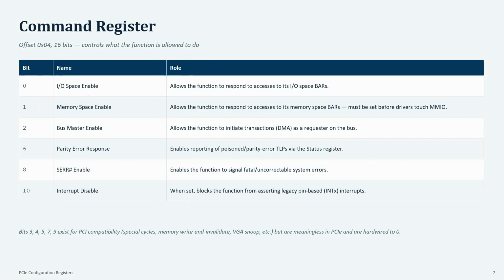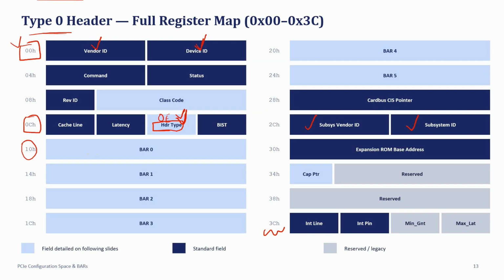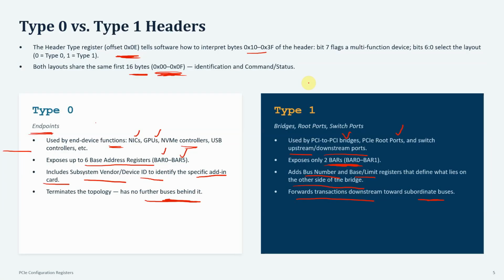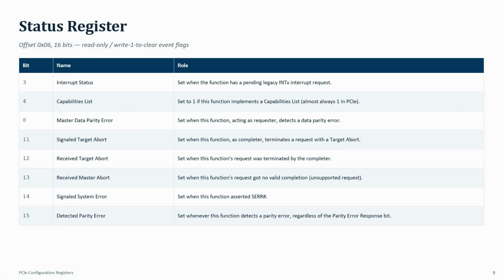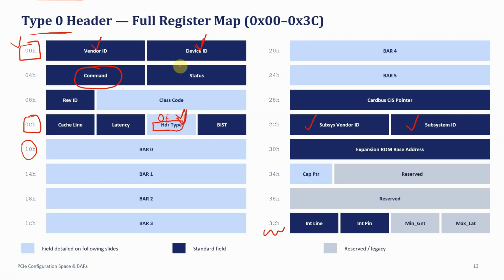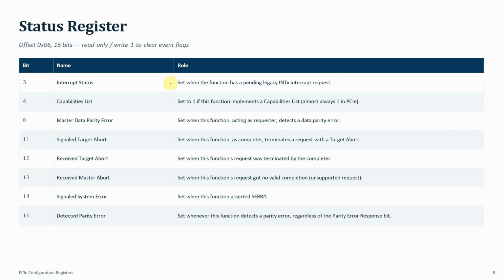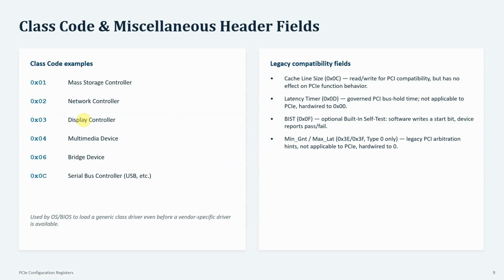Next we have something known as command registers, like IO space enable, memory space enable, bus master enable, parity error response, and different kinds of command bits. You can see over here these are all included in my command register. And I have something known as the status register. In the status register, we have different kinds of fields like interrupt status, capability list, master, and so on.